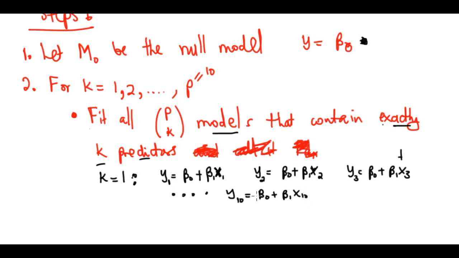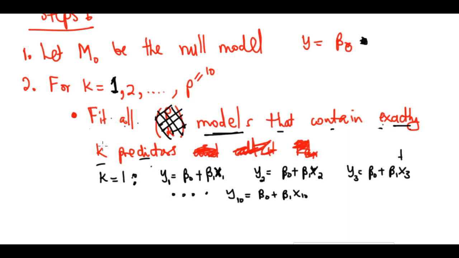Let's explain that again. This is a for loop. So we're saying for each of these k's all the way up to 10, we are going to fit all models that contain exactly k predictors. And since this is a loop, we are starting with k equal to 1.